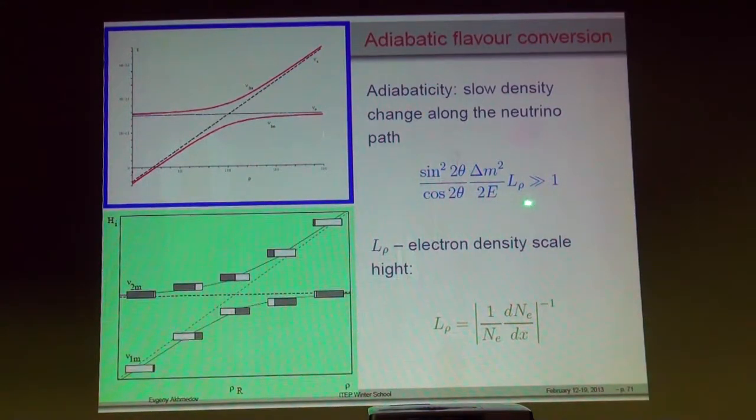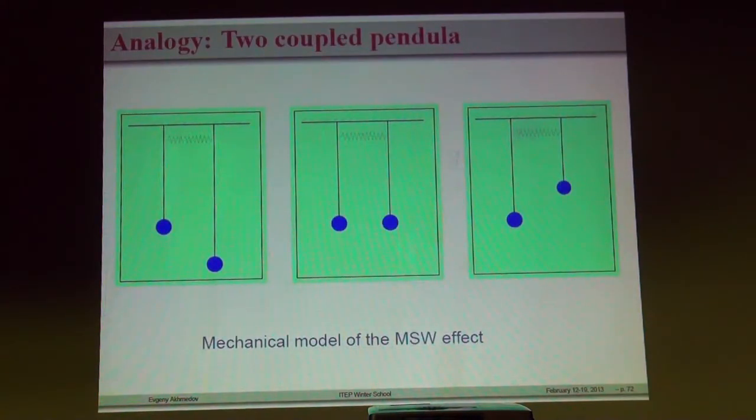The adiabaticity condition can be found, and it's given by this expression. Here L_rho is the so-called density scale height. It tells you how quickly density changes with coordinate. Roughly speaking, this is the distance over which density changes significantly. For the sun, for example, this is a quantity of order 10% of the solar radius. We see that if the mixing angle in vacuum becomes too small, this condition gets violated.